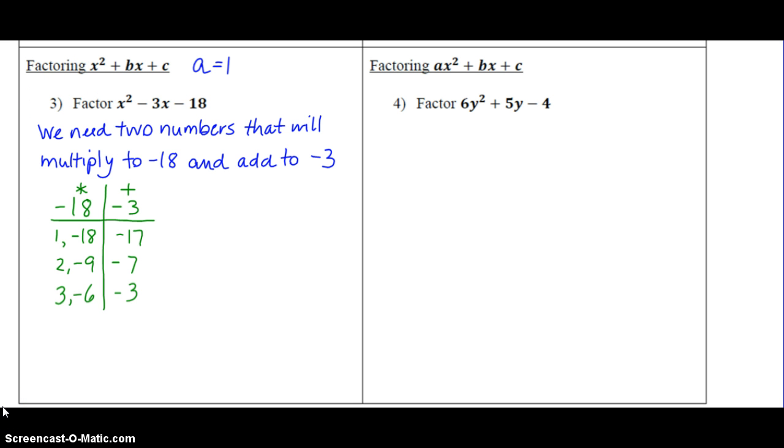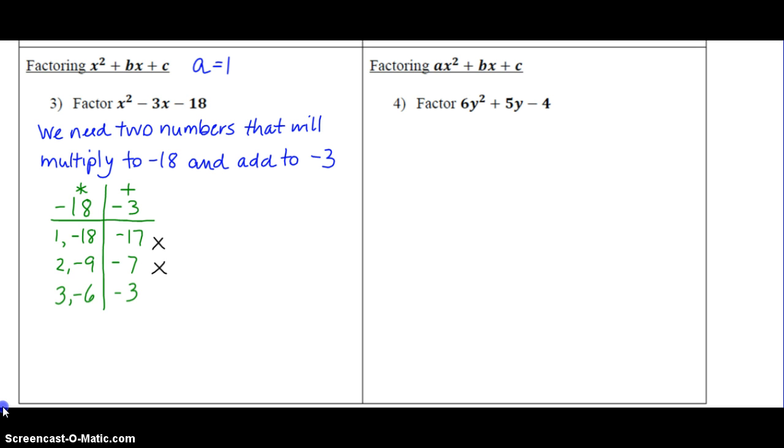Through a process of elimination, we're going to start out with 1, and we know that 1 times negative 18 gives us negative 18. And when we add them together, we don't get negative 3, we get negative 17. So this is not going to be our set of factors. Then we move on to 2. 2 times negative 9 does give us negative 18, but when we add them together, we get negative 7. Again, not going to work for us. The third numbers that we chose, going in order, 3 and negative 6. Notice we did 1, 2, 3, those numbers that are on the left.